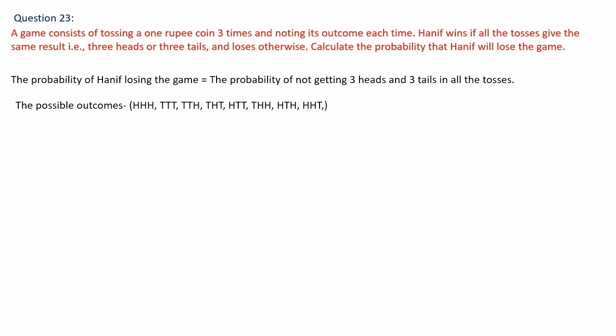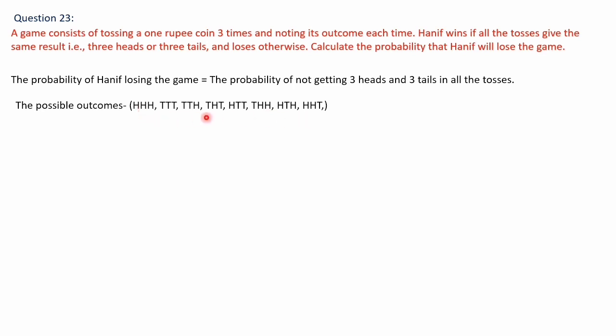So these are the 8 possible ways. 1, 2, 3, 4, 5, 6, 7, 8. So 8 possible ways means 2 outcomes are there when you are tossing 1 coin, 3 times you are doing. So 2 power 3, that is the way you are supposed to calculate the number. 2 power 3 is 8. So there are 8 outcomes.